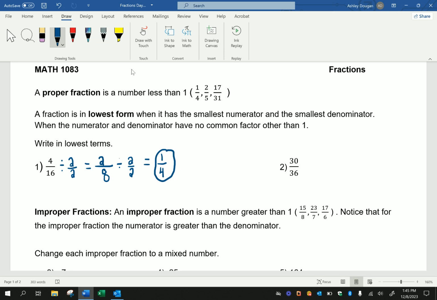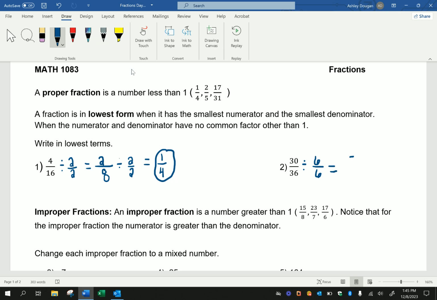If we look at the second one, we have 30/36. We want to see if there's any number that divides evenly into the top and the bottom. It has to divide evenly into both. And so this one, just like the first one, there's a couple of numbers that we could have chosen. 6 is a number that divides evenly into 30 and also into 36. You may have chosen 2. That would work as well. You would just have more than one step.